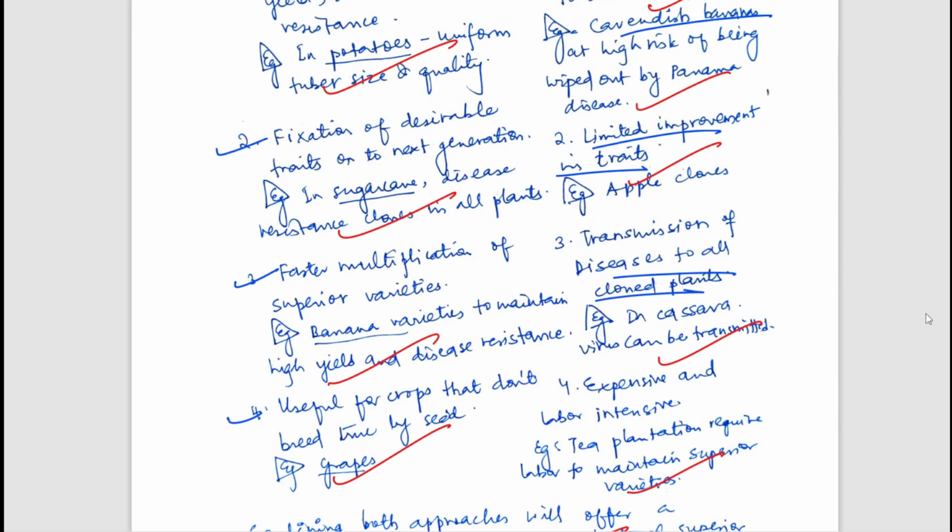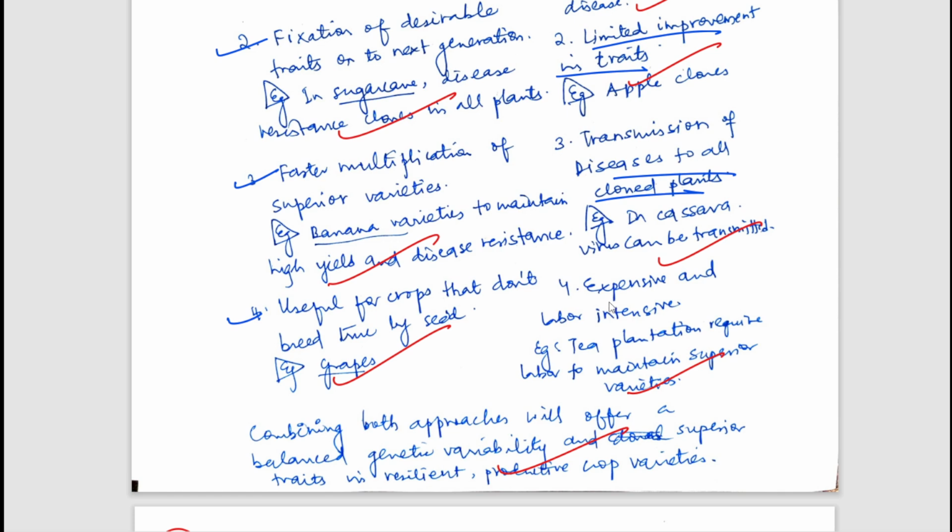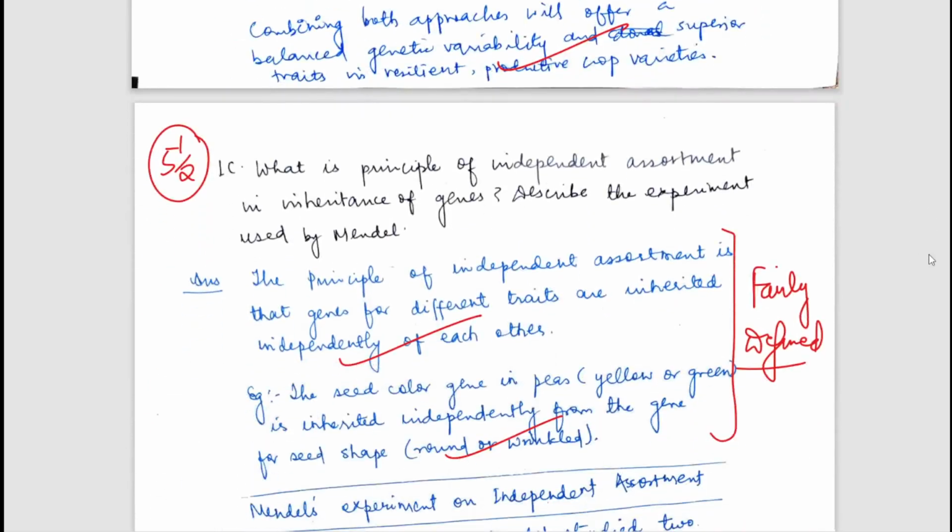So disease can be transmitted from one plant to another while breeding through this technique, which acts as a disadvantage. It is also expensive and labor intensive. Two well-written points have been mentioned. You can simply pause and read. Now let's move to the next point.